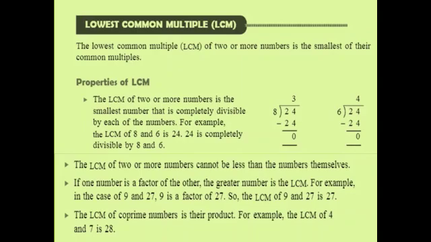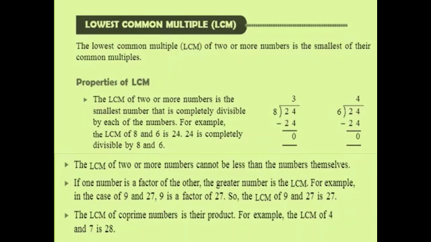Second property is the LCM of two or more numbers cannot be less than the numbers themselves. In HCF we saw it cannot be greater than the given number, but in LCM it will not be smaller than the given number. Third property, if one number is a factor of the other, the greater number is the LCM. For example, in the case of 9 and 27, 9 is a factor of 27. So the LCM of 9 and 27 is 27.